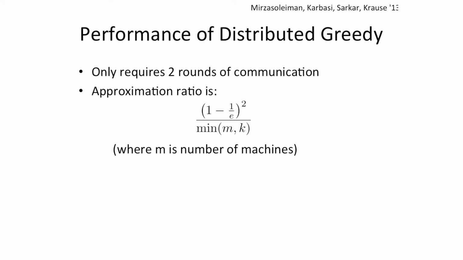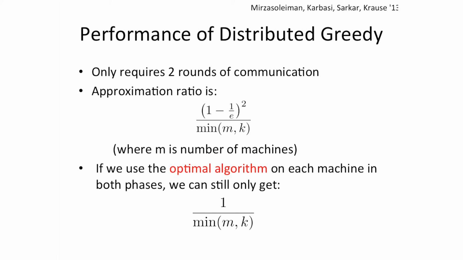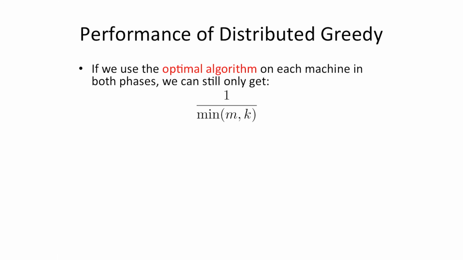And in fact, they showed that even if we were to use the optimal algorithm on each of the machines and solve the problem exactly, which we cannot, but let's say we could, then this would still not save us from the 1/m behavior. Okay. So it seems that, at least in this setting, we're more or less stuck with 1/m.